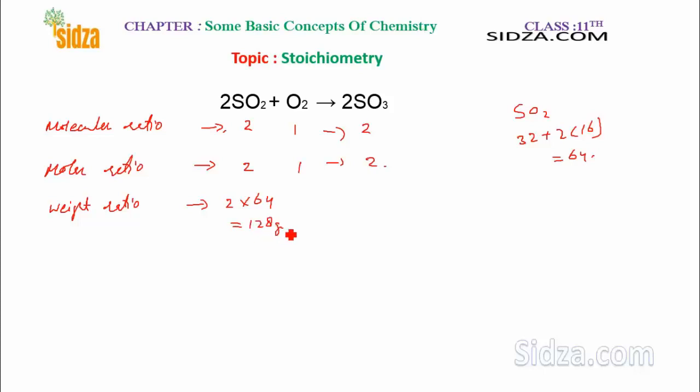64 times 2 is 128 grams. So 128 grams of sulphur dioxide react with 1 mole of oxygen, and 1 mole of oxygen in terms of weight is 32 grams, right? And what do you get? We get 2 moles of sulphur trioxide. So its molar mass will be: sulphur is 32 and oxygen is 16, so it is 48.